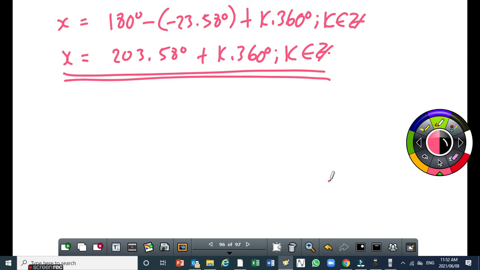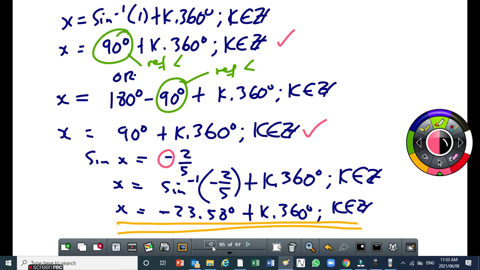Okay, look here. This is the third and the fourth. In the third quadrant, the ratio for sine is negative. Why is that? Because we want to get a negative ratio. Okay, look here. I hope that you are aware of this. You see this minus 23.58 degrees. I can also write it as a positive value. It will be in the fourth quadrant.